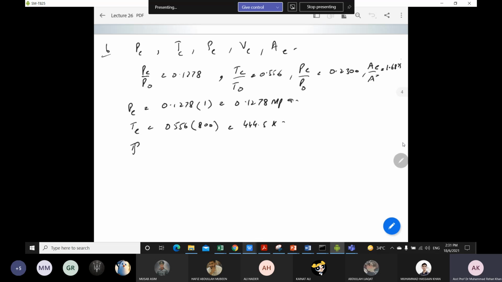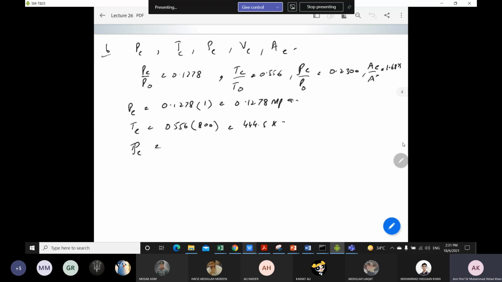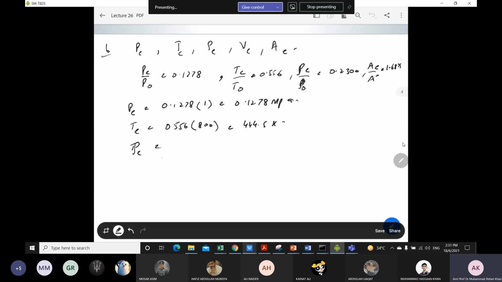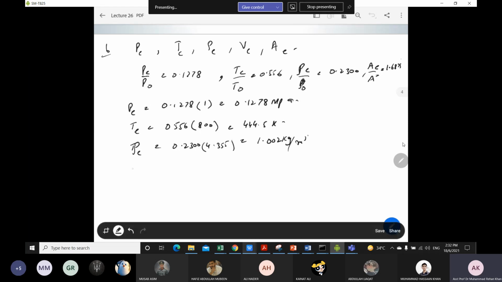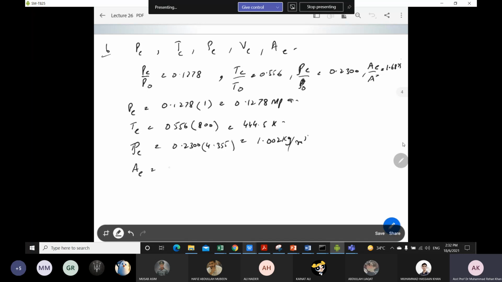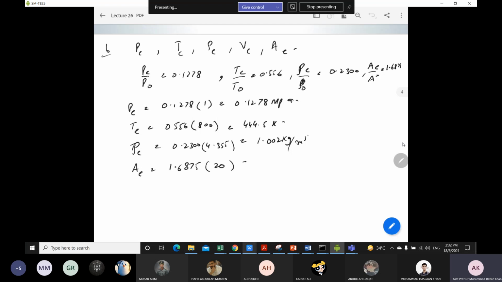You have to find the rho exit as well. So rho exit is equal to 0.2300 times 4.355, which is equal to 1.002 kg per meter cube. Now we have to find the area exit. So area exit is equal to 1.6875 times area star. Area star is given in the question, which is 20 centimeters square. If you multiply, it will be 33.75 centimeters square.